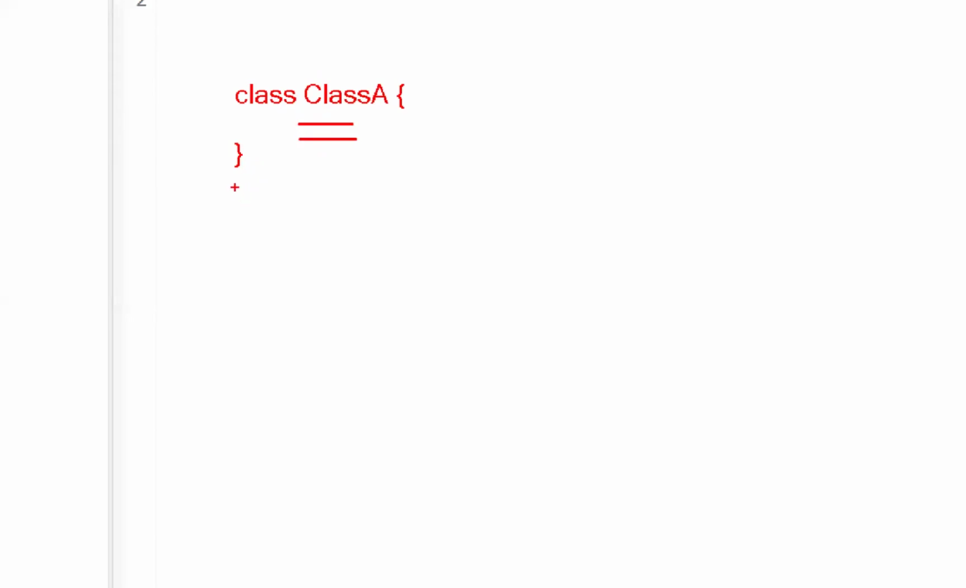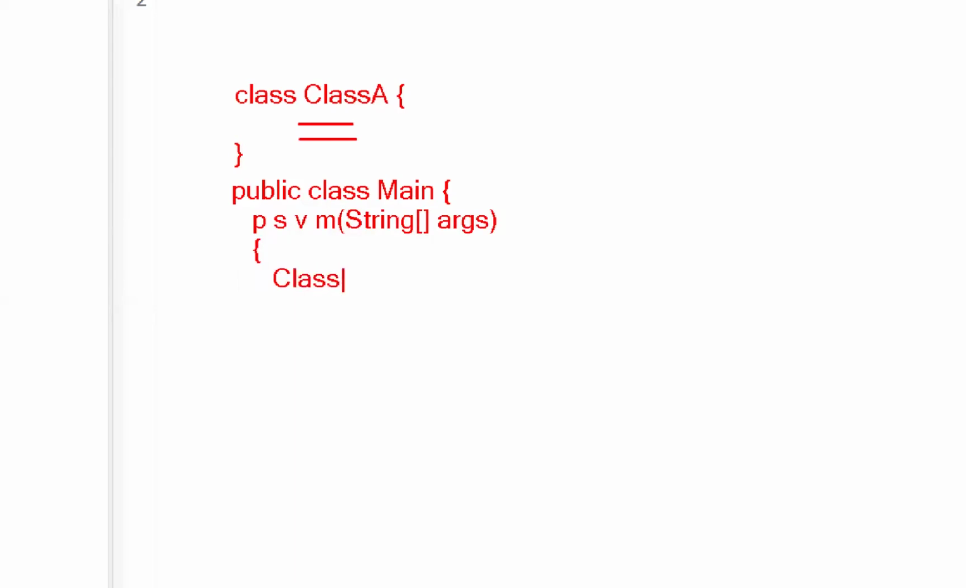for example, this is the main class, public class main. Inside the main class, this is my public static void main method with String args. Then, inside it, I'm creating an object. Can you tell me how to create an object for this class? Class name, space, object name, for example c1, equal to new class name, Class A of parenthesis.